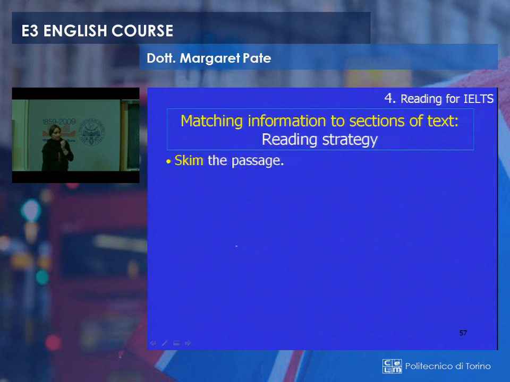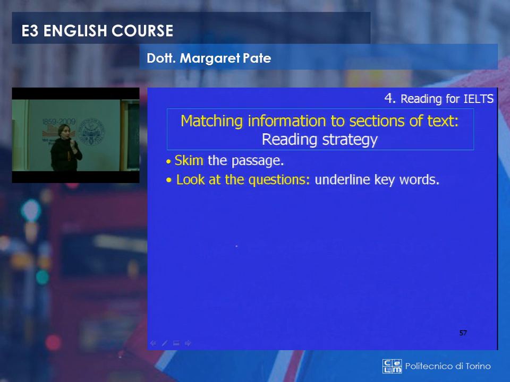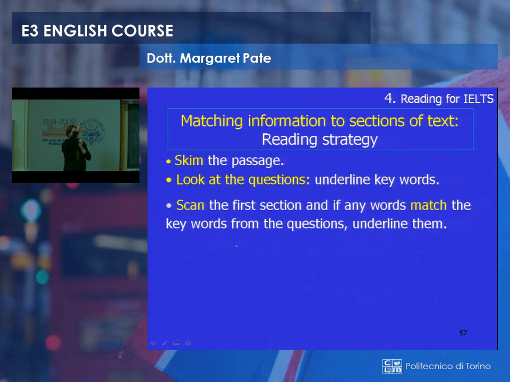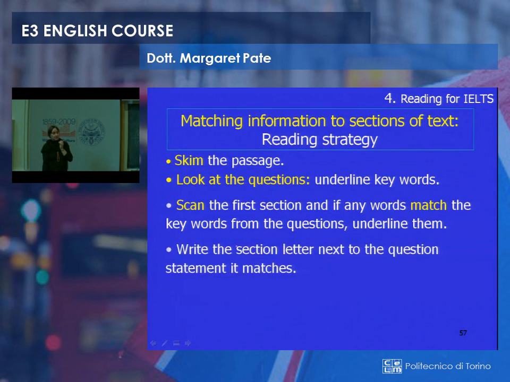So here's the strategy. First of all, skim the passage, get an idea of what information is where, looking at the first and last sentences of each paragraph. Look at the questions, underline the key words. The key words will be what type of information you need to find in the text. Scan the first section, the first paragraph, and if any of the words are similar to the keywords in the questions, underline them in the text. Write the section letter next to the question and move on to the next.